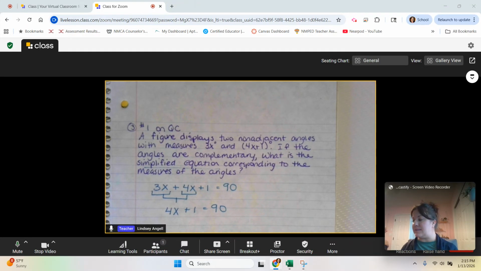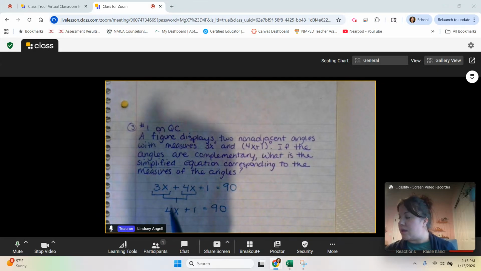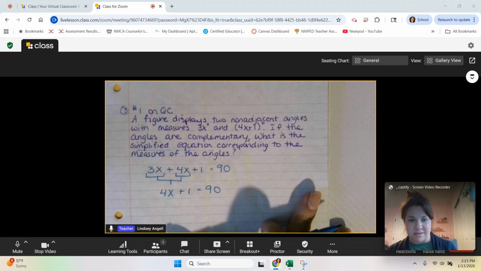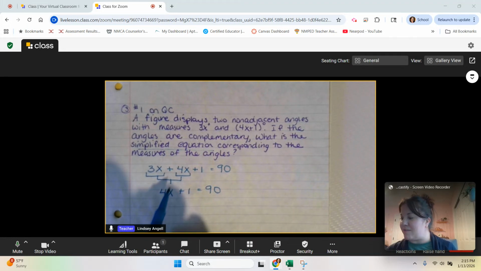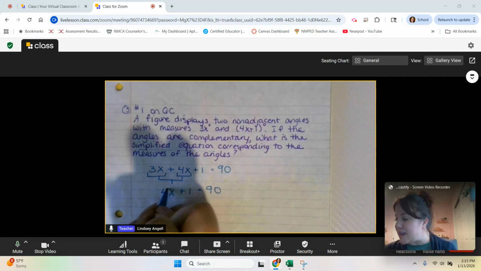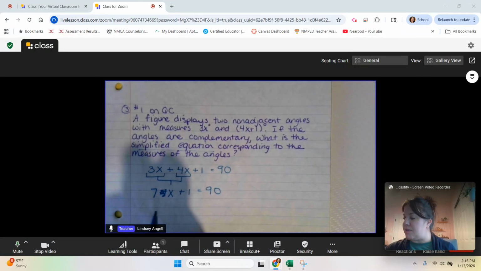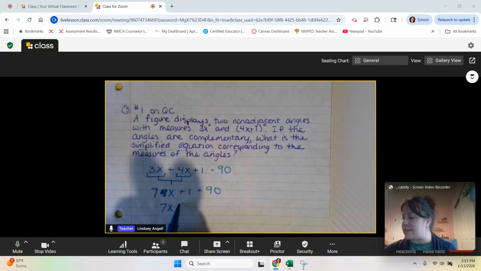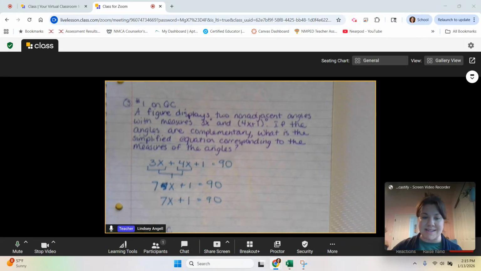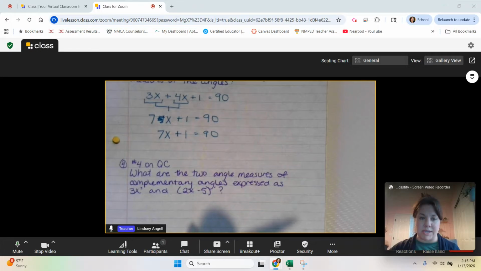Okay, yes, this would be... Oh, did you catch my mistake? Maybe you did. I wrote 4x right here. It should be 3x plus 4x equals 7x. Oh my goodness. Good thing we checked all that. It should be, let me rewrite it, 7x plus 1 equals 90. That's the simplified equation right there.